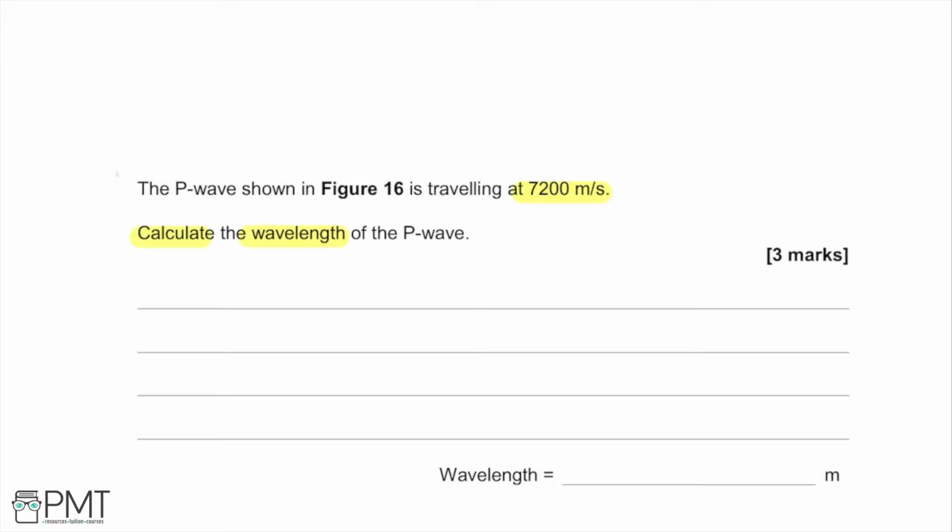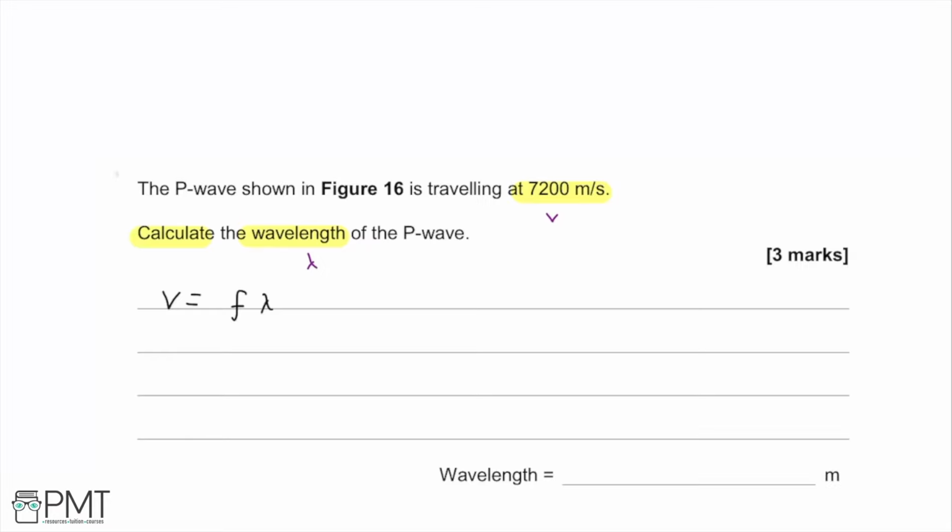Now I can tell here if I'm working with the wavelength, so lambda, and the speed in which it's travelling, which is v for velocity. I'm going to be working with the equation that I've just written in the previous part of this question, which is going to be that wave speed is equal to the frequency multiplied by the wavelength, so v equals f lambda. So I can start by substituting in my values.